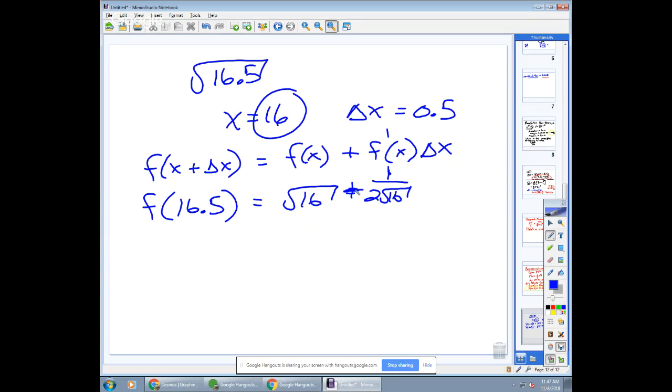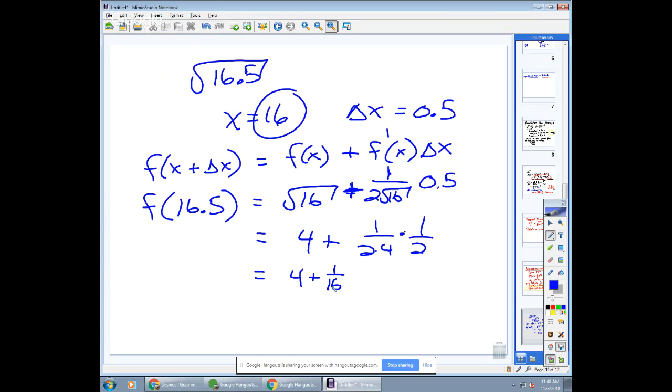Oops, that's supposed to be a plus, sorry. Times my delta x. So here's a question. Is 0.5 small enough here? We'll find out in a second. So we can compute this pretty much easily by hand. That's going to give me 4 plus 1 over 2 times 4. And 0.5, I'm going to write that as a half. 2 times 4 is 8, times 2 is 16. So this gives me 4 and 1/16 as the approximation of the square root of 16.5.